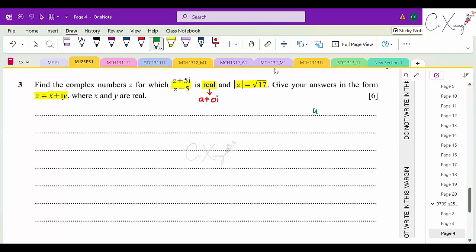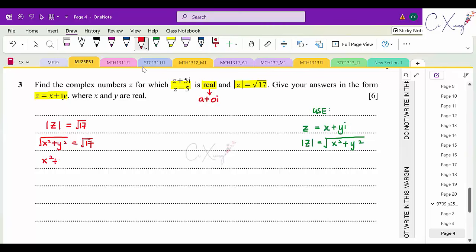Okay, just to recall, we are having z equals to x plus yi. What's the formula for the modulus of z? The magnitude of z is basically the square root of x squared plus y squared. Alright, so we are going to apply it here. So modulus z is equal to square root 17. I think it's quite straightforward. You'll be having the square root of x squared plus y squared equals to square root 17.